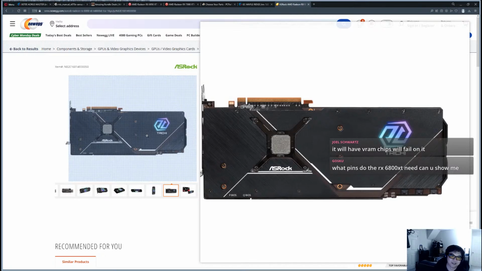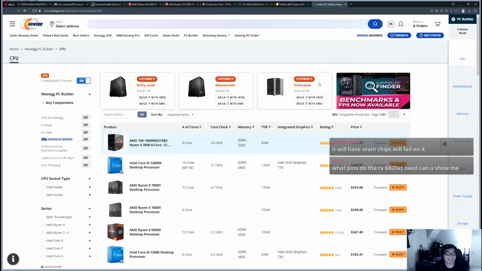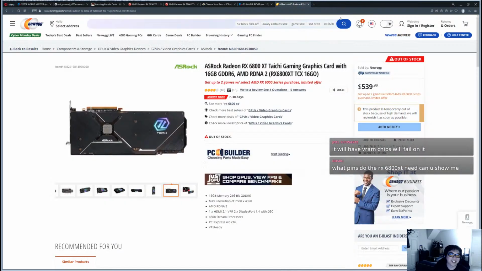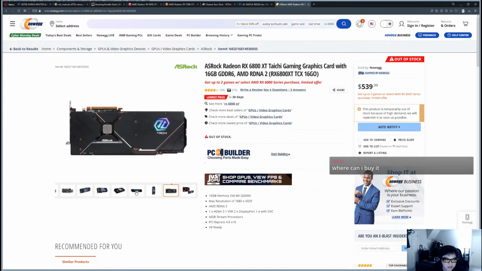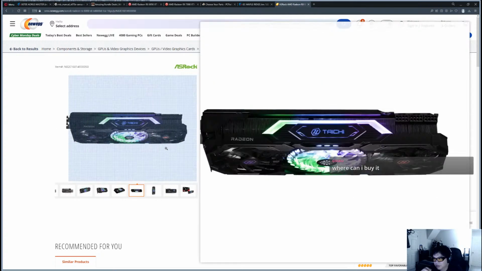So that's like a 4080 then. It has 16 gigabytes of memory, and it has triple 8-pin. That's essentially what a 4080 is. What are you asking? What pins do the... Yeah, we looked at it. So it's those three.